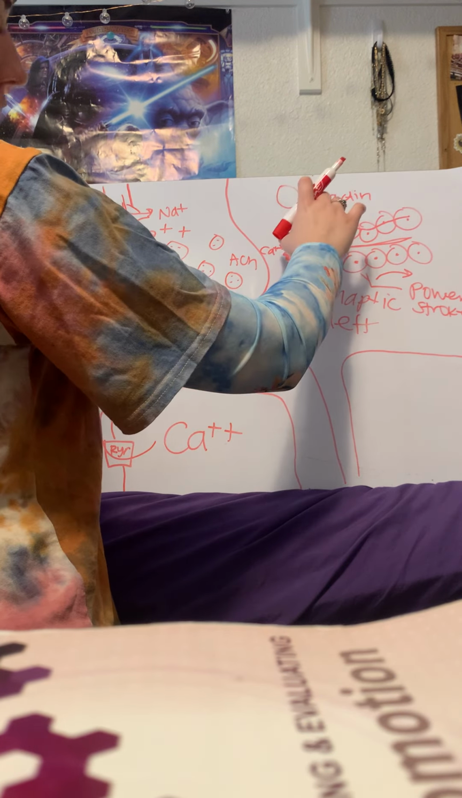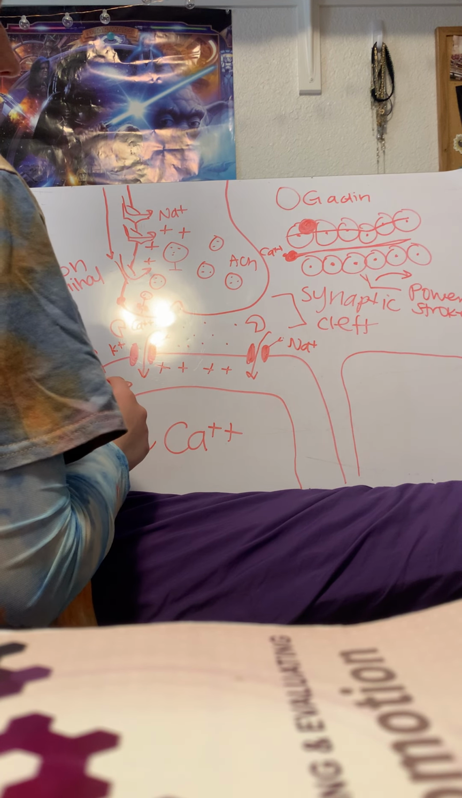So when there's no calcium, the tropomyosin is blocking the active binding sites, and there's no muscle contractions. When there is calcium, it binds to the troponin, which lifts up the tropomyosin, and now the active binding sites are open, and myosin can now bind to it, causing power strokes. So yes calcium, yes muscle contractions.